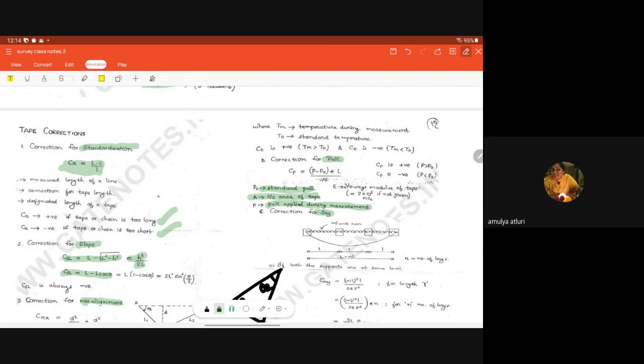So what is modulus of elasticity of tape? Generally, we consider them to be made of steel. If it is not mentioned in the problem, then you need to take E as 2 into 10 power 5 megapascals. L is the measured length. So this is the correction for pull. When is my CP positive? If my P is greater than P naught, then CP is positive. If my P is less than P naught, then CP is negative, right? We know it. So this is the correction for pull.